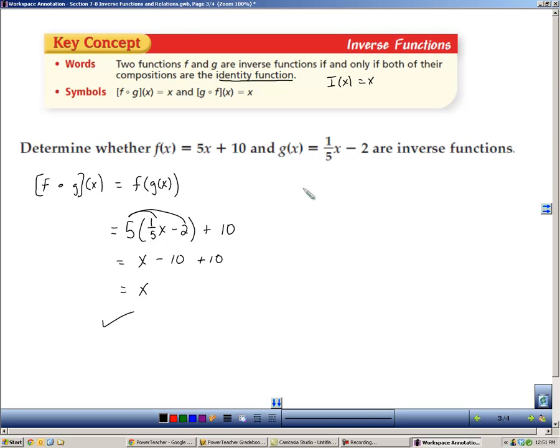Let's see if it works the other way around. So now we're going to do g of f of x. So we put the f of x into the g function. So 1/5 times x, which we will put the f function into that, and then minus 2. So distributing 1/5, we get x plus 2 minus 2. Those will go away and we'll get an x. So that works. So we know that the f function and the g function are inverse functions.